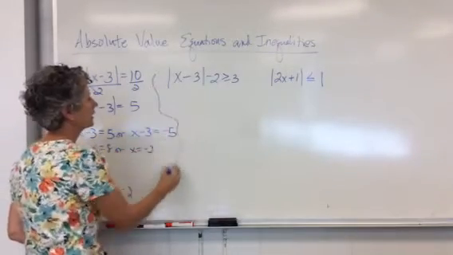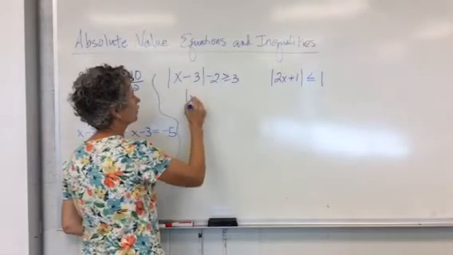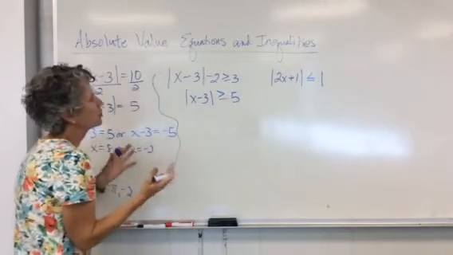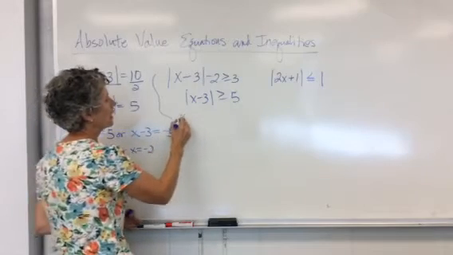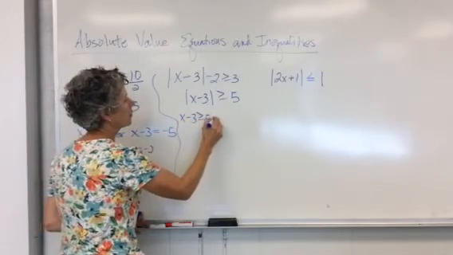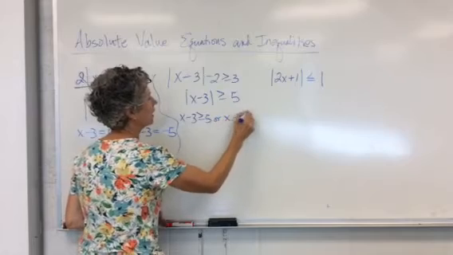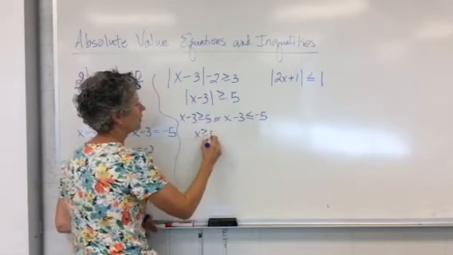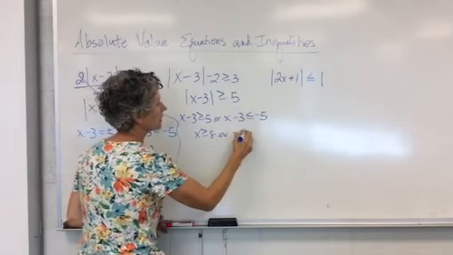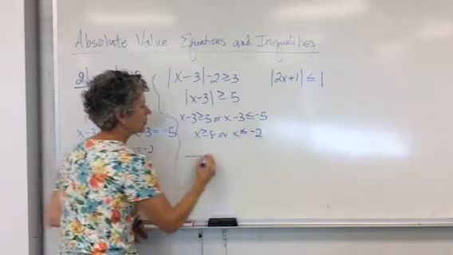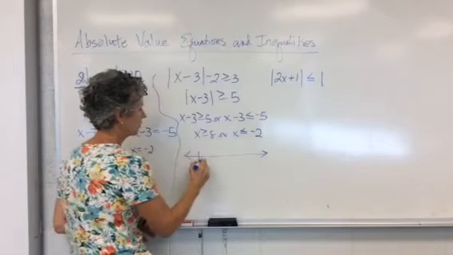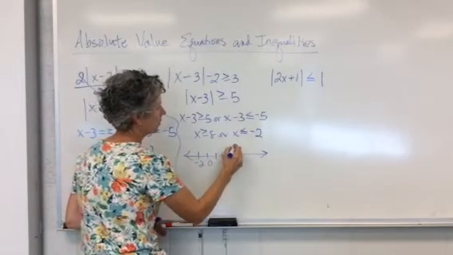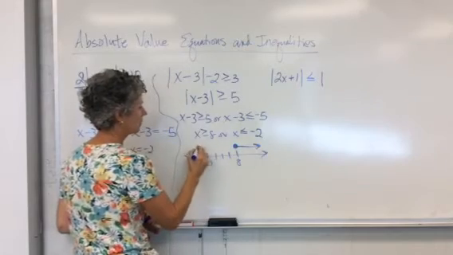Here again, to isolate, we want to add a 2 to each side. So we get the absolute value of x minus 3 is greater than or equal to 5. Now where's that distance greater than or equal to 5? That would be any number beyond 5 or any number lower than negative 5. So we get greater than 8 or less than negative 2. You can graph that answer. So we've got greater than or equal to 8, less than or equal to negative 2.